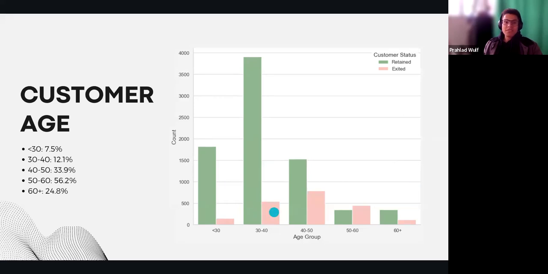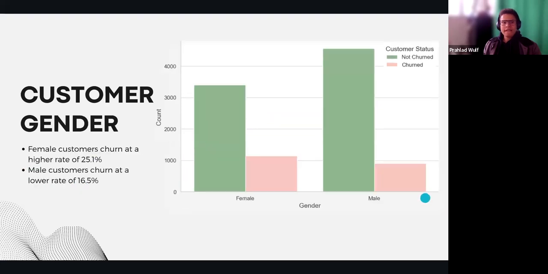Most customers are within the 30 to 40 year olds, while the customers who churn the most are from 50 to 60. As you can see here, in the 50 to 60 group, 56% of customers are churning, while in the main demographic only 12%. Customer gender: female customers were churning at a higher rate of 25% against male customers who were churning at a lower rate of 16%. The numbers of female to male customers are comparable, so this shows that there needs to be more thought put into female customer attention.